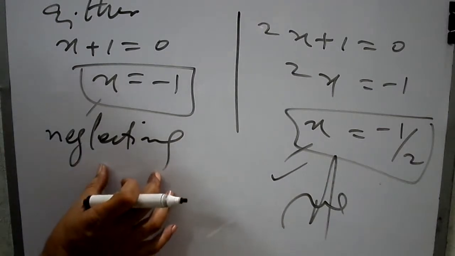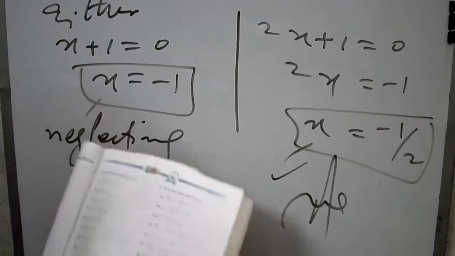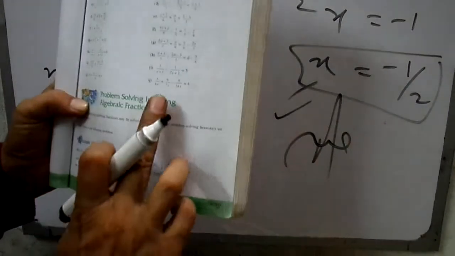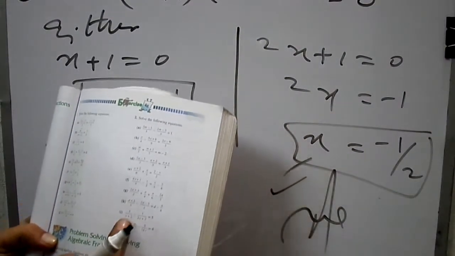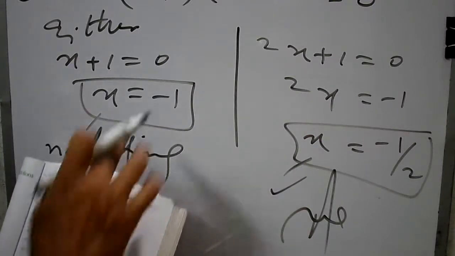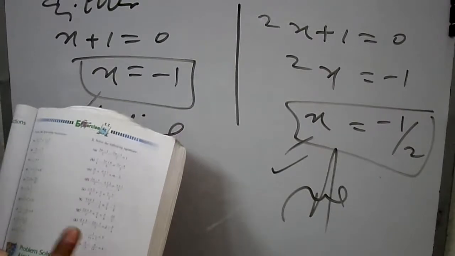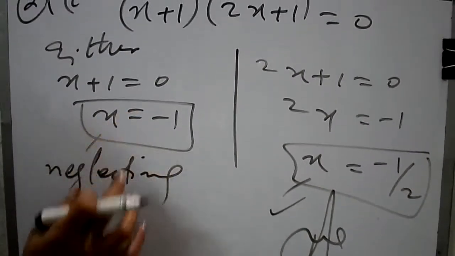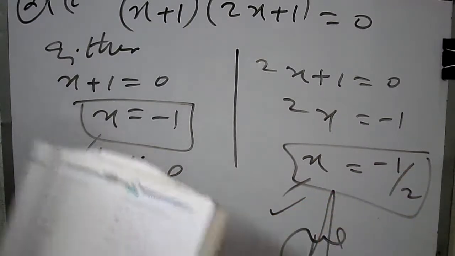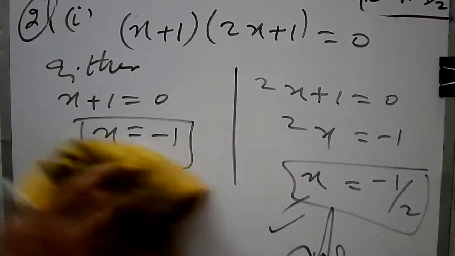Why we have neglected there? Once again I would like to tell you that in your given question, when you put the values of x is equal to minus 1, so you will get the 0 as a denominator. So anything divided by 0 you will get infinity, so your condition become wrong. So that's why we have to neglect this x is equal to minus 1. Only you have to consider x is equal to minus 1 by 2 is your required exact result. Okay, so coming to the next question.